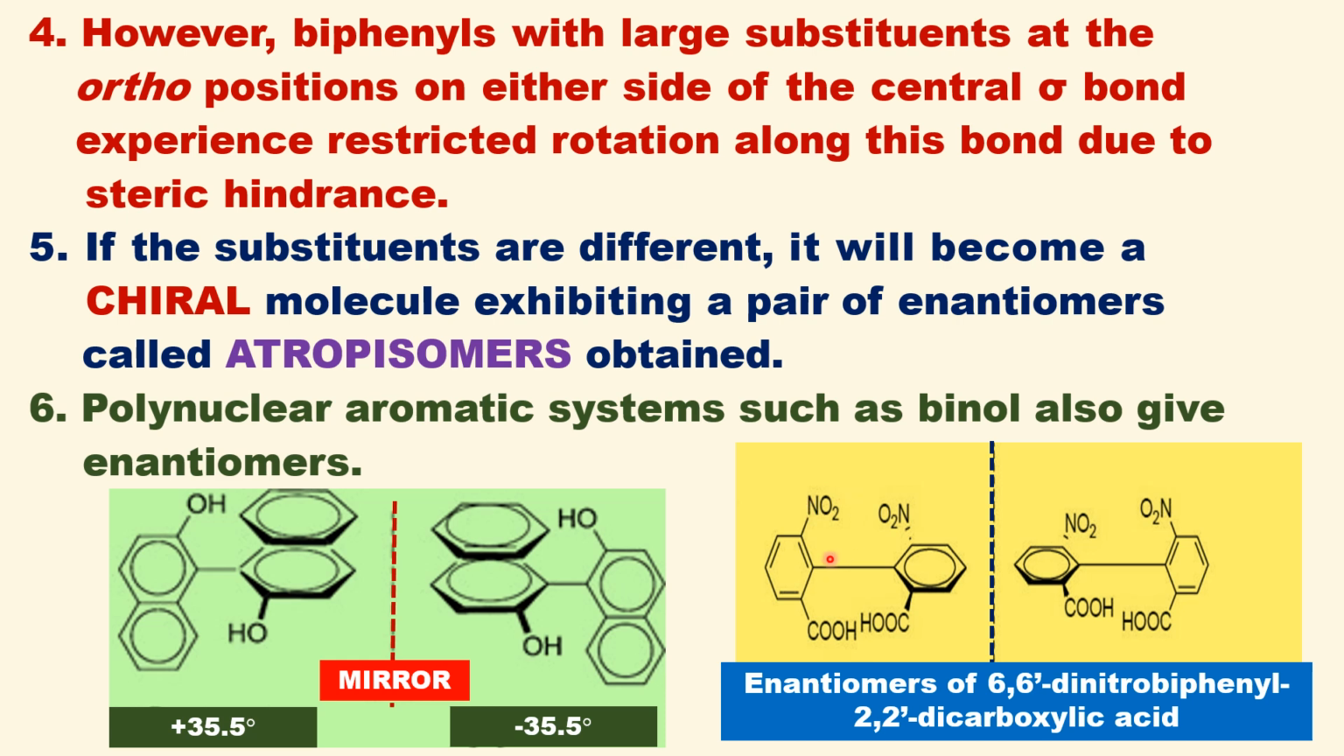Now let us introduce bulky substituents at the ortho positions of each biphenyl ring. Because of the bulky substituents, there is steric hindrance. As a result, the free rotation is hindered; there is no free rotation. As a result of the absence of free rotation, it is called axial chirality, and it exists in two different isomers, conformers, rotamers, stereoisomers, whatever you call.